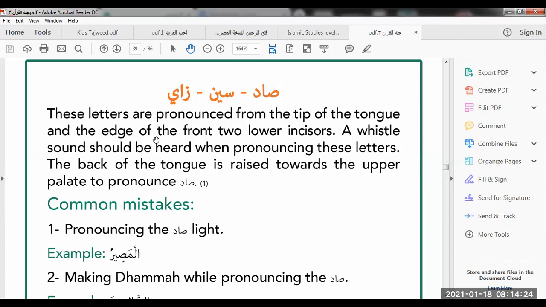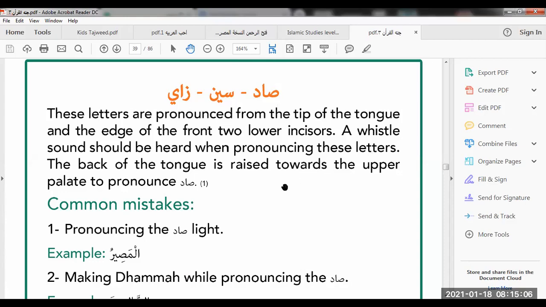A whistle sound should be heard when pronouncing these letters. A whistle sound makes the quality of safir. If you remember, this group of letters, sad and sin and zay, have a good characteristic, which is الصفير. Again, a whistle sound should be heard when pronouncing these letters.